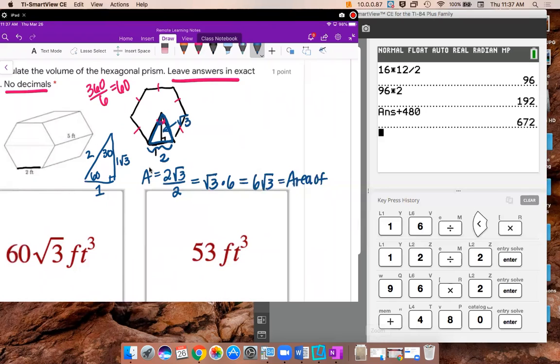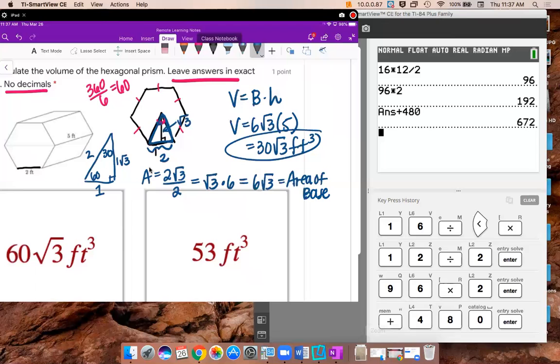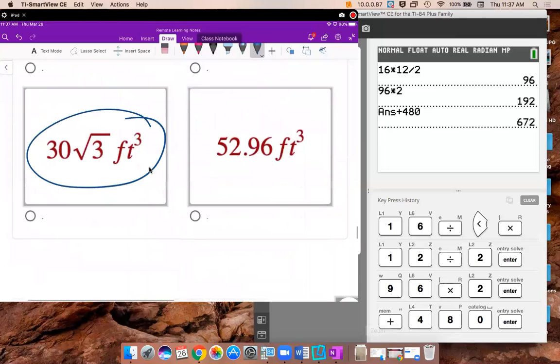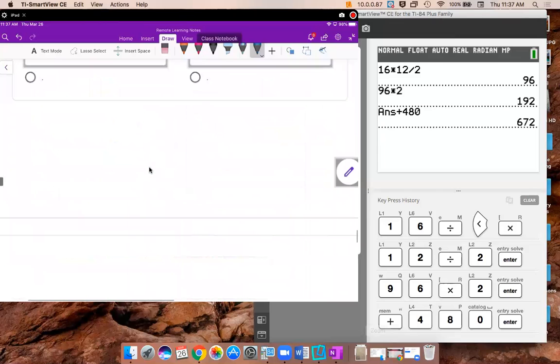And then to find the volume, all we do is take that area of the base times the height. So volume is going to be 6 square roots of 3 times the height, which in this case is 5. So this becomes 30 square roots of 3 feet cubed, because we are working with volume. So it should be this 30 square roots of 3 feet cubed. Pay attention, you guys. Lots of you guys chose this one, and I said in the directions no decimals. So that should be a dead giveaway that that's not a right answer.